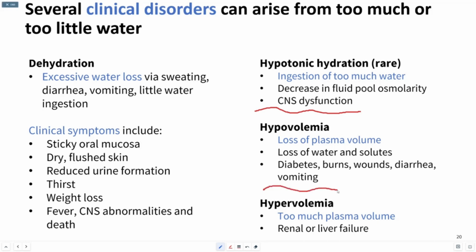The second type of condition is called hypovolemia. This is when you have a loss of blood plasma volume due to loss of water and solutes. So when you have diabetes, burns, wounds, diarrhea, or vomiting, this can result. And last but not least, we have hypervolemia. This is when you have too much blood volume that leads to renal or kidney failure.